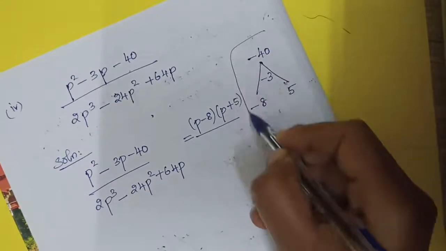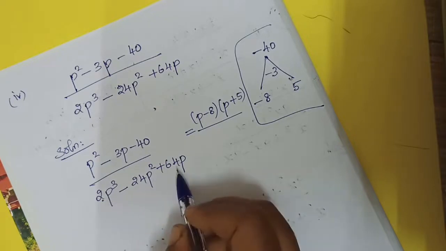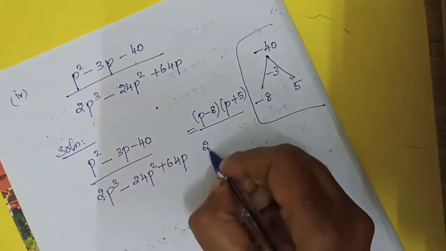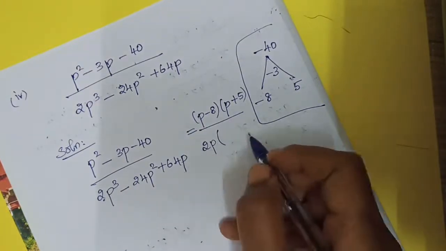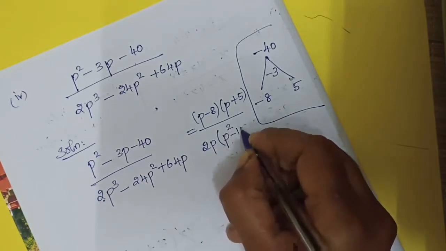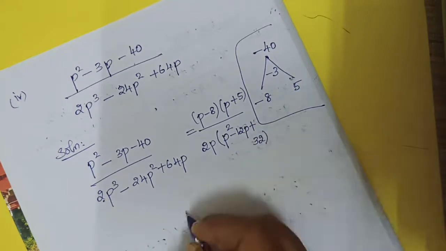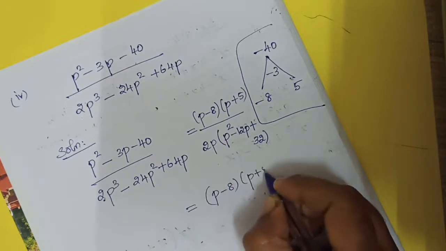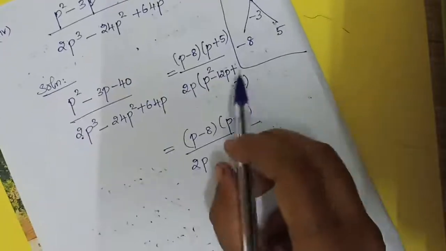Divided by, here what are the common terms? 2 is the common term and in variable, p is the common term. So 2p we can take outside. After taking 2p, what terms will come inside? p² − 12p + 32, which is equal to (p − 8)(p + 5) divided by 2p into this one.